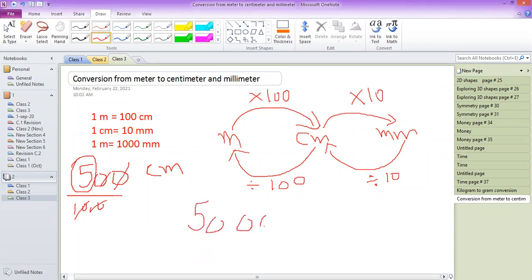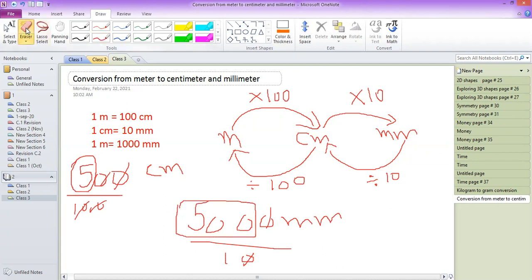Same here, if I give you the value 5000 millimeter, and I ask how much centimeter that is, millimeter to centimeter we divide by 10. So you divide by 10, 1 zero cancels with 1 zero, and it will be 500 centimeter, like this.